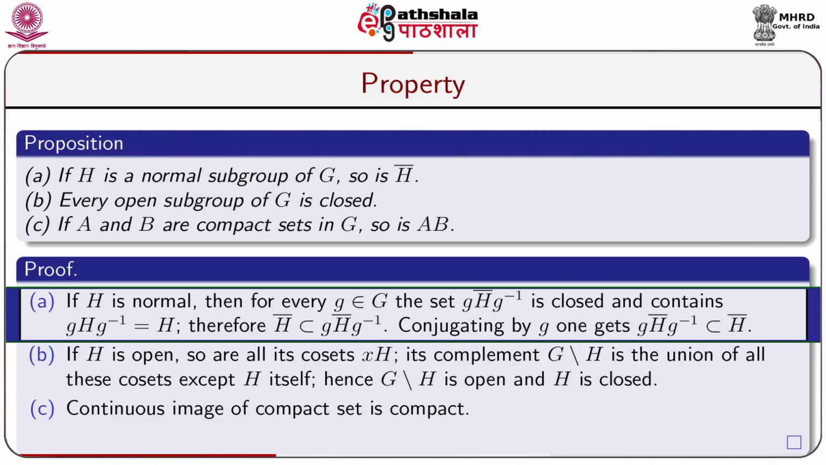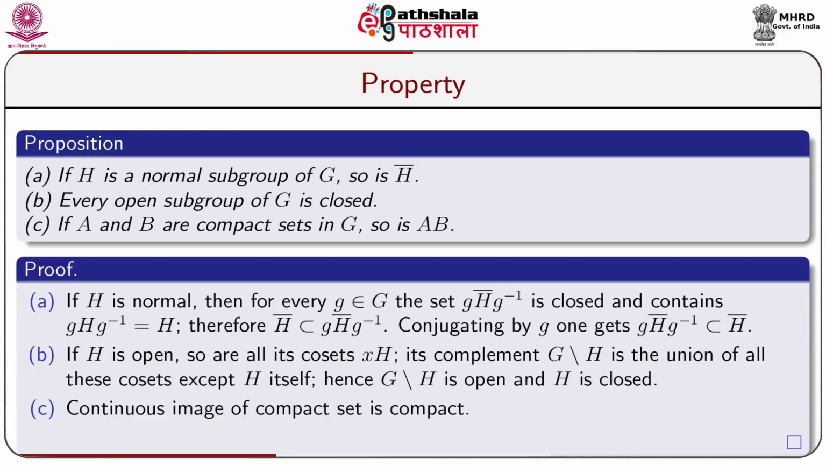Then for any g in capital G, the set g closure of H g inverse is closed and contains g H g inverse, which is equal to H as H is normal. Here g H bar g inverse is closed because both left and right multiplication are homeomorphisms. Therefore, we have that closure of H is contained in g closure of H g inverse. Conjugating by g, one also gets that g closure of H g inverse is contained in closure of H. As g varies all over the group G, the claim A follows.